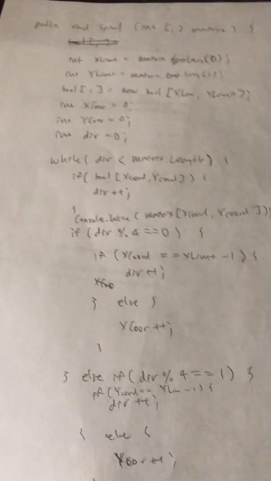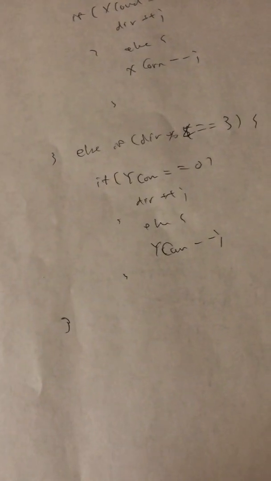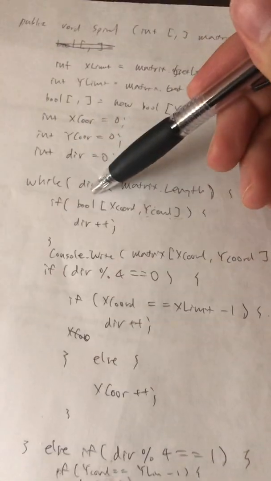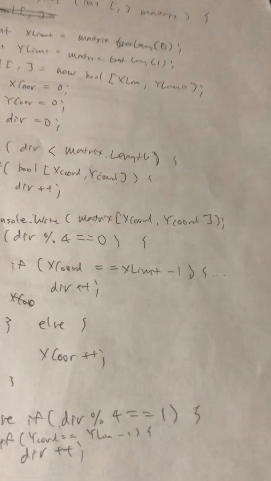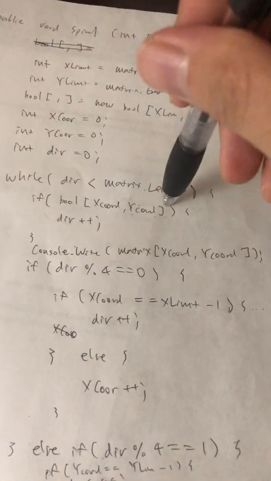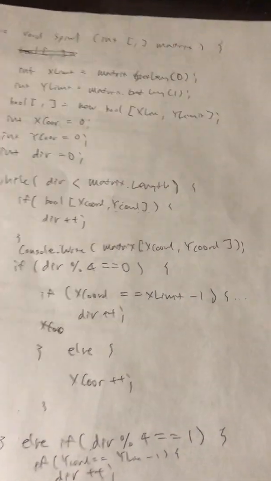So if you do all this, then it will print all the cells. I use the direction to iterate, and I can also mod it to get the direction where it's going. And I do the checks for whether it's on the wall, meaning either it has been visited or it's outside the boundary.